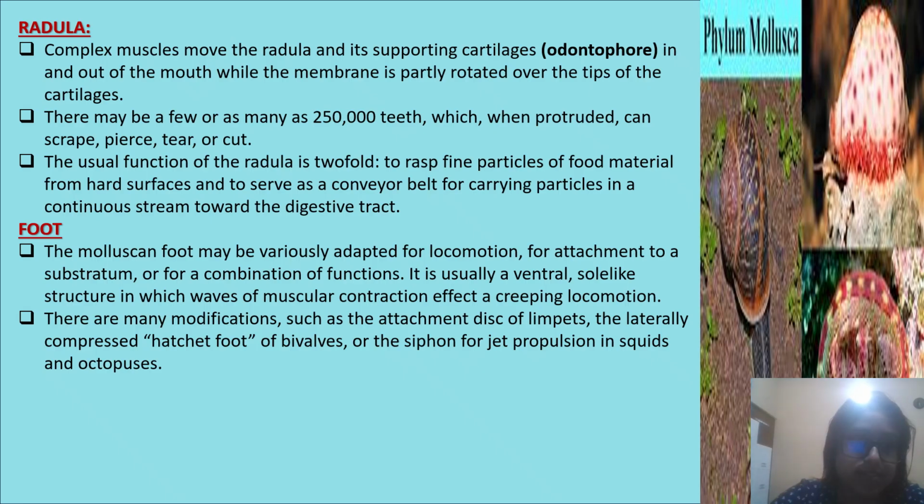Next characteristic is the foot. The molluscan foot may be variously adapted for locomotion, for attachment to a substratum, or for a combination of functions. It is usually a ventral sole-like structure in which waves of muscular contraction effect a creeping locomotion. There are many modifications such as the attachment disc of limpets, the laterally compressed hatchet foot of bivalves, or the siphon for jet propulsion in squids and octopuses.